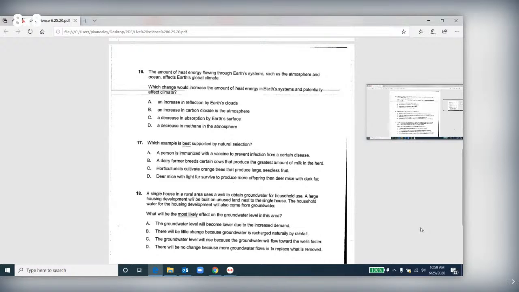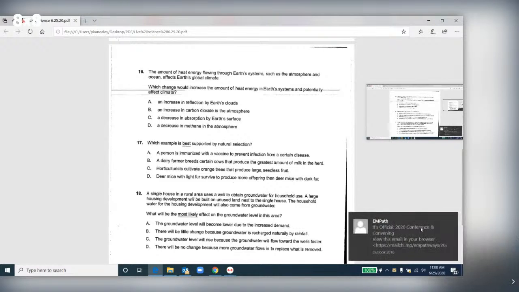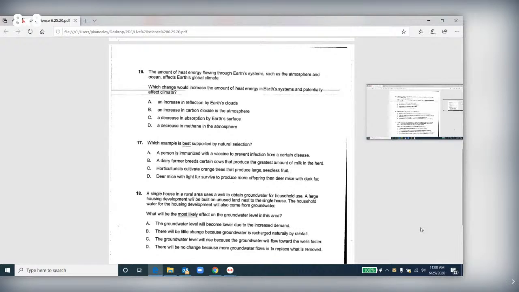Okay, so today's gonna be short. We just kind of picked up where we left off from last time. This is kind of physical science. And so 16, it just gives you a statement. The amount of heat energy flowing through the Earth system, such as the atmosphere and ocean, affects the global climate. Which change would increase the amount of heat energy in the Earth system, potentially affecting climate?